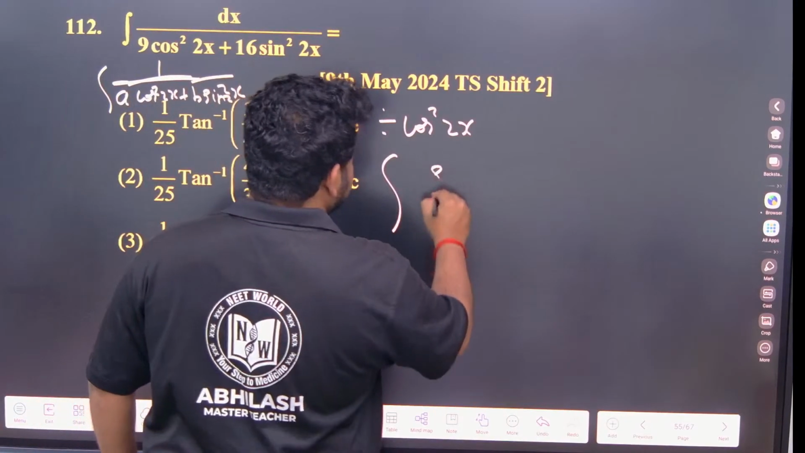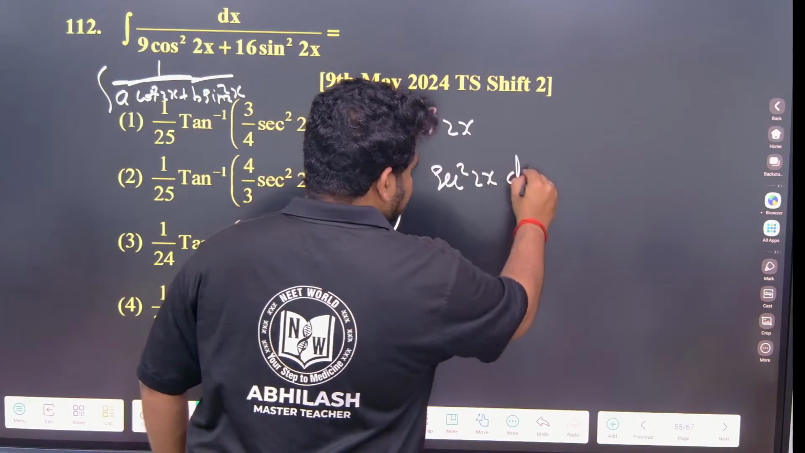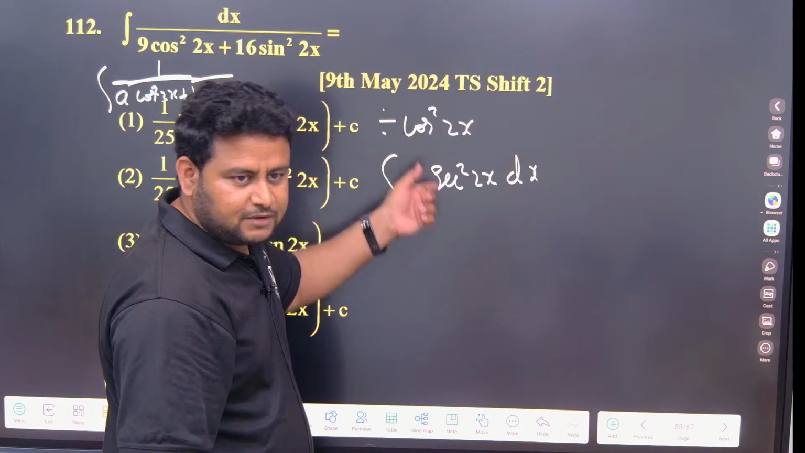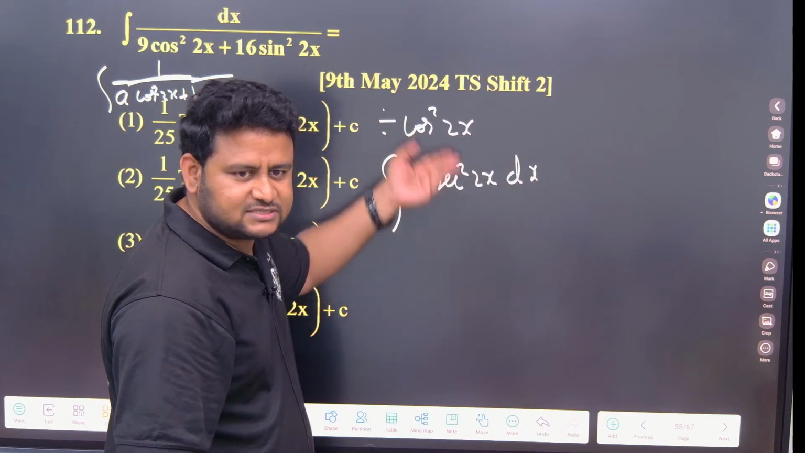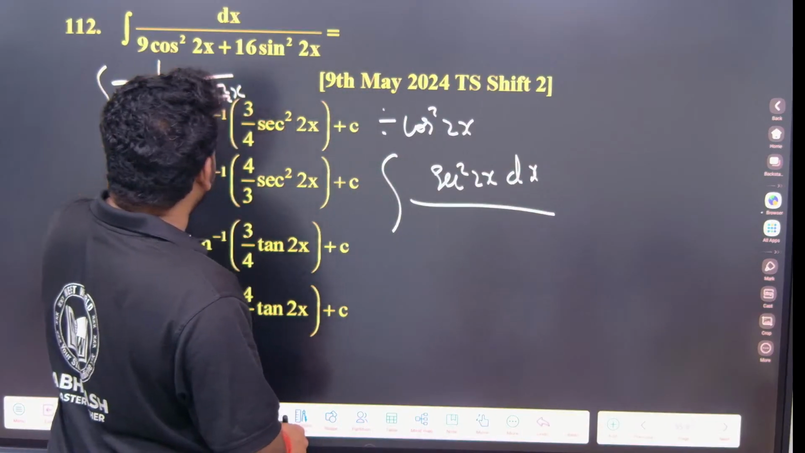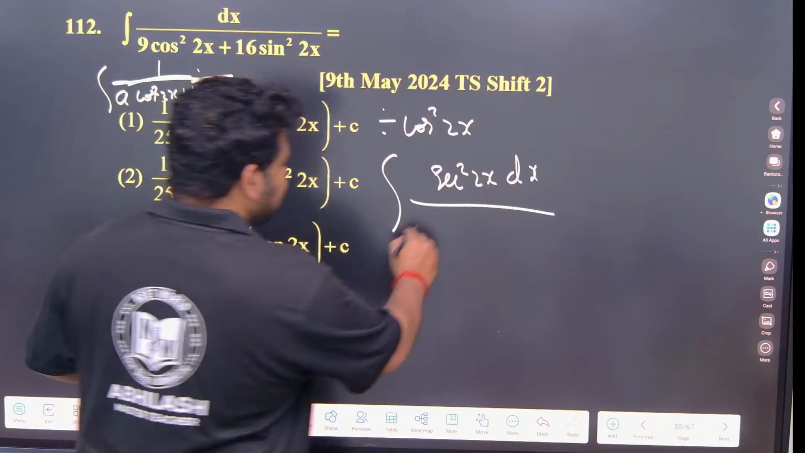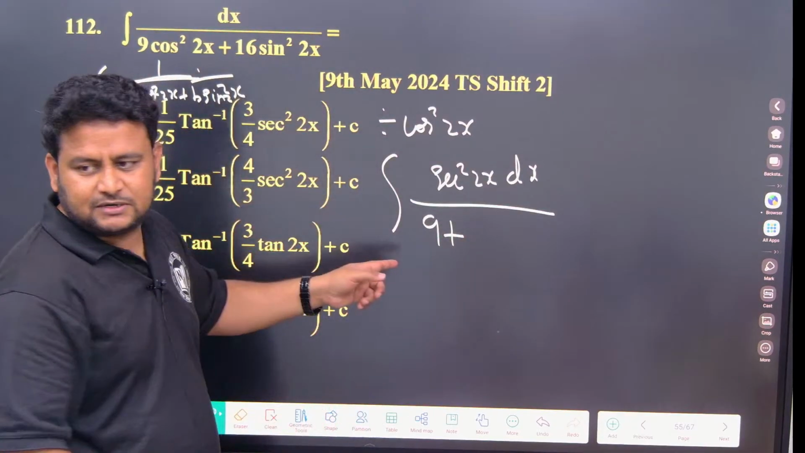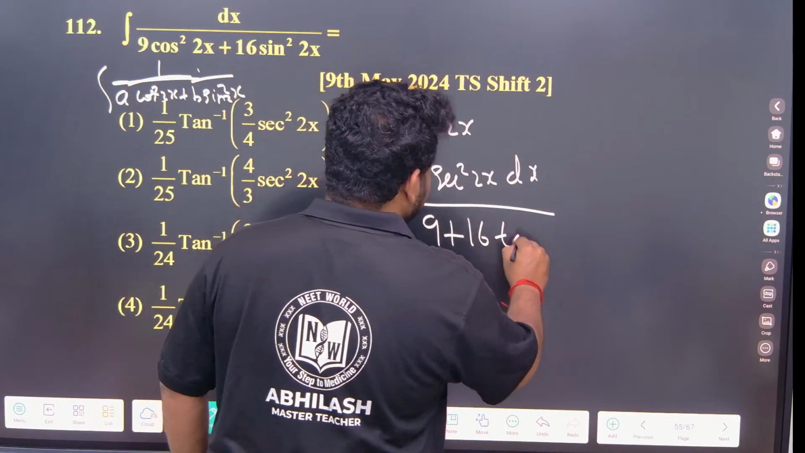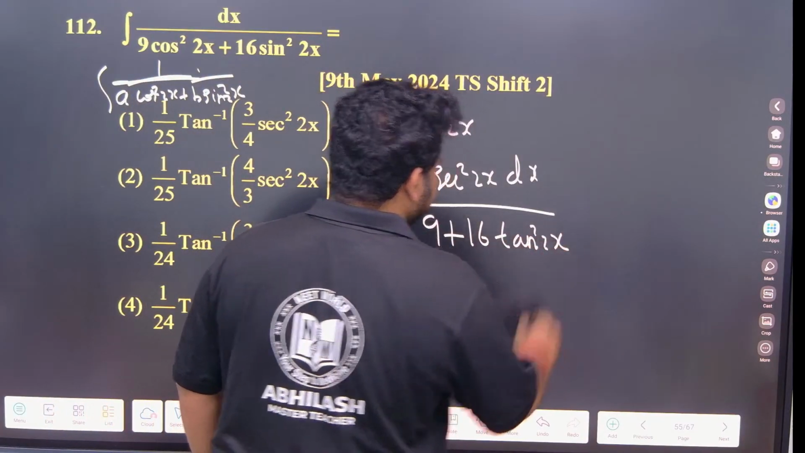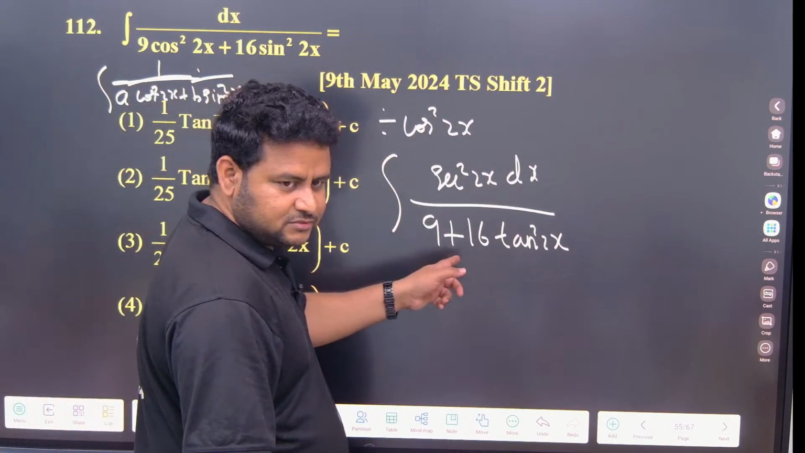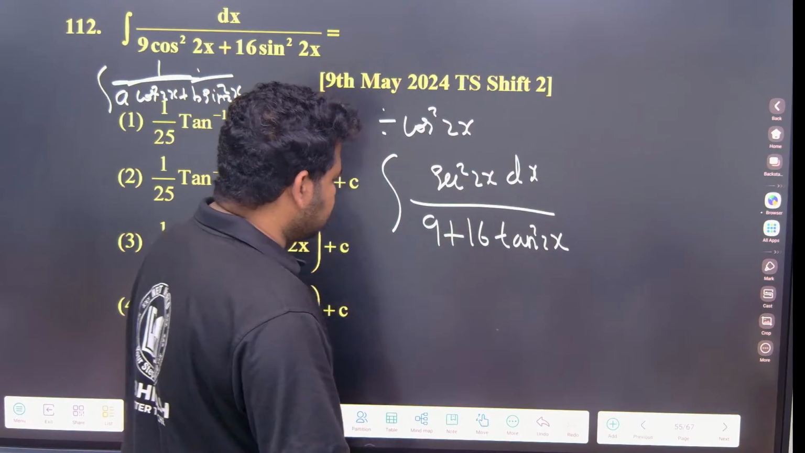So this will become secant square 2x. I am writing directly. Understood? Why am I getting secant square 2x? Because I am dividing by cos square 2x, and 1 by cos is secant. If I divide the denominator, cos square 2x by cos square 2x will be 1, so this will become 9 plus, sin square 2x by cos square 2x is tan square 2x, so 16 tan square 2x. Now we are having this tan square 2x dx.